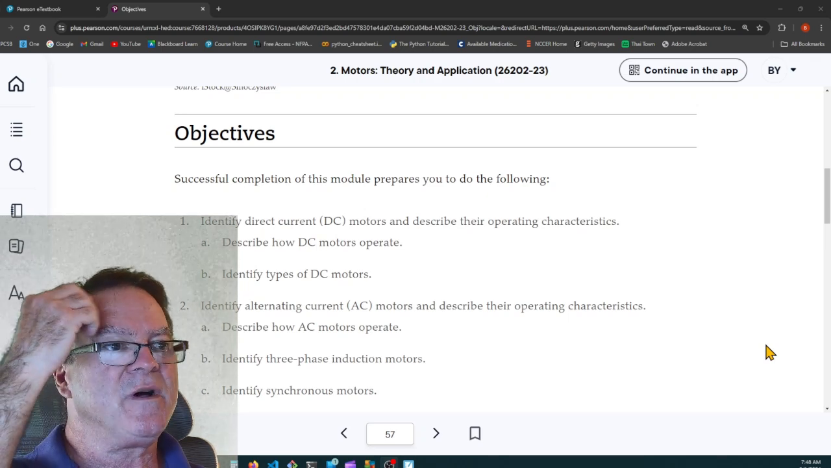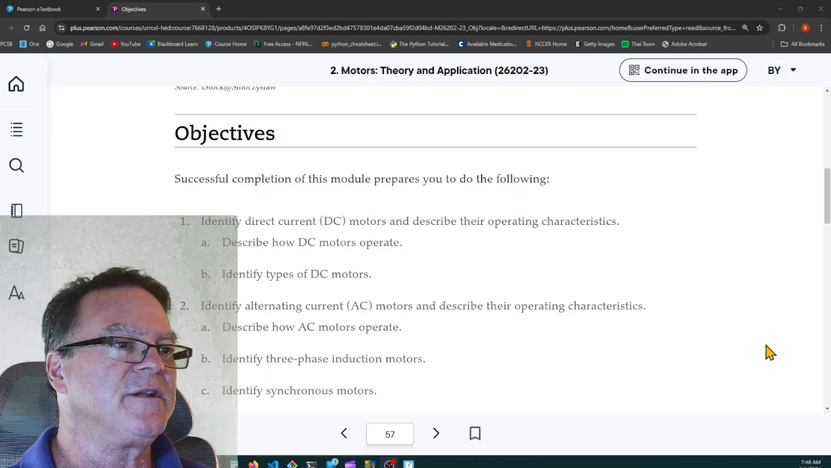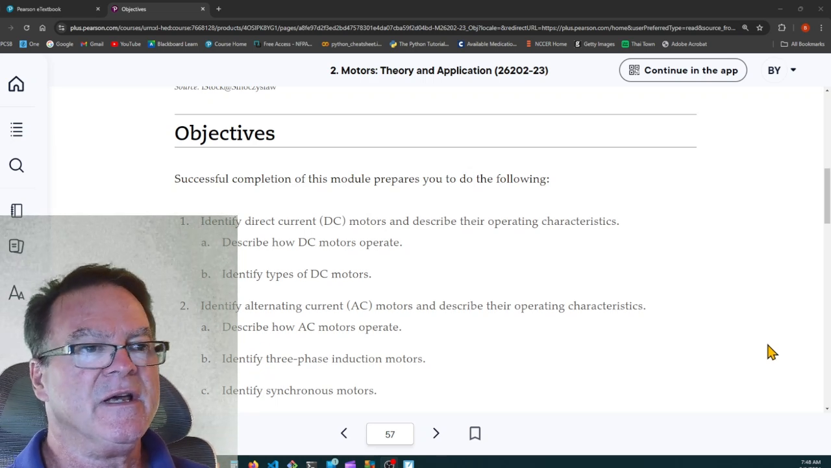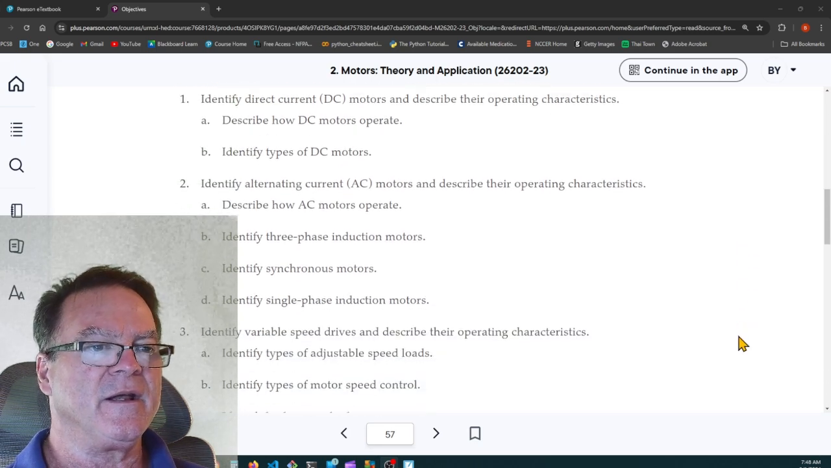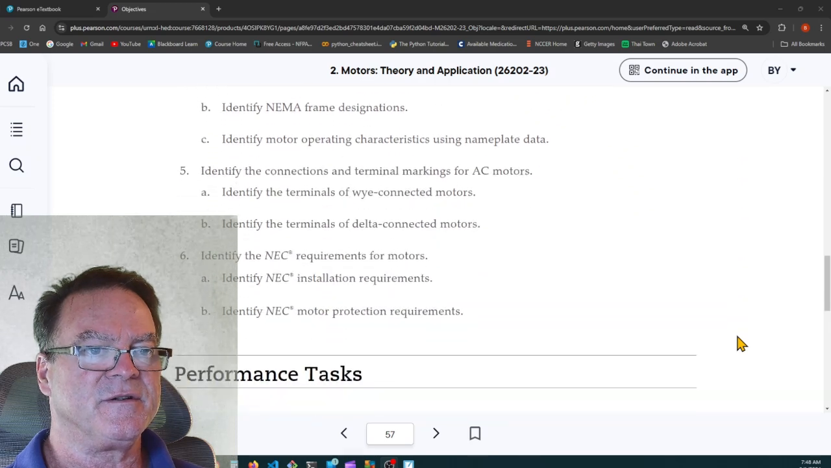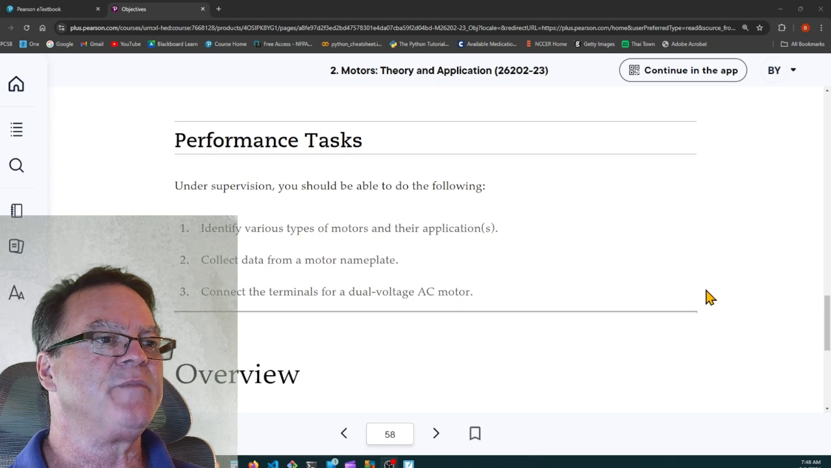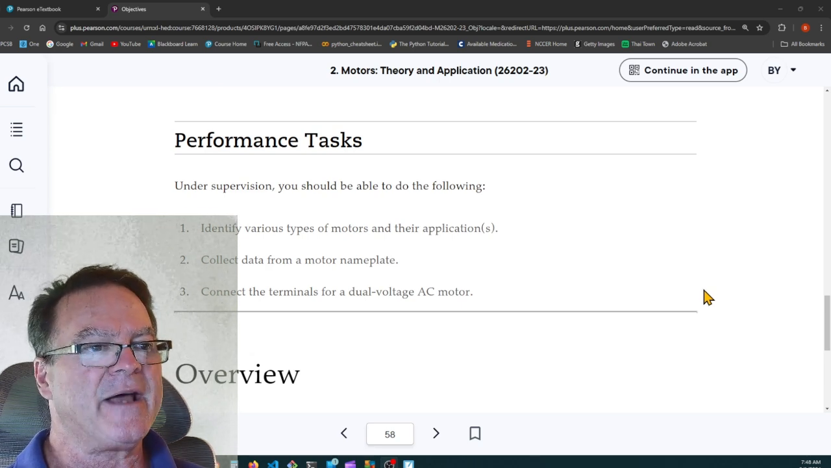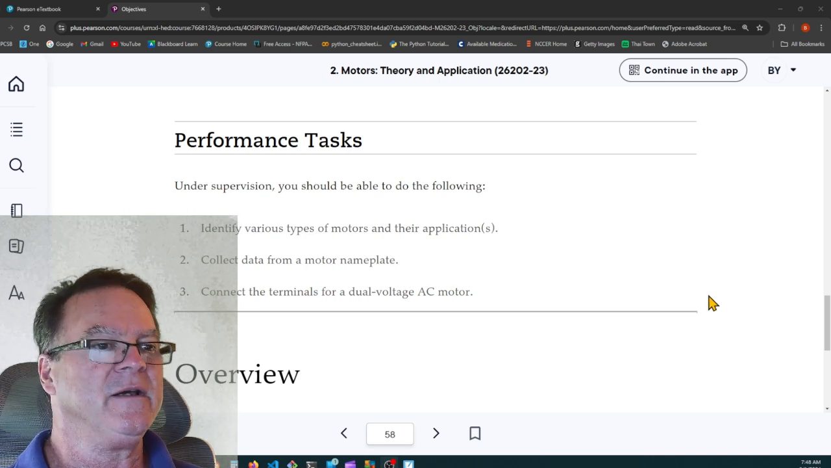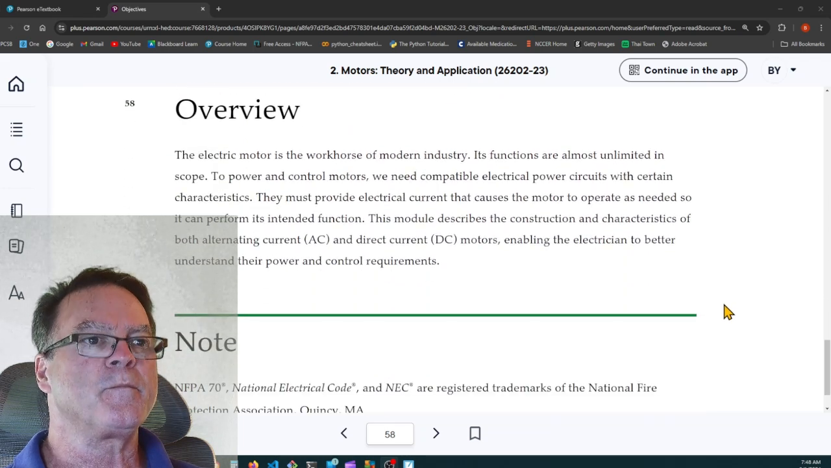Successful completion of this module prepares you to do the following: identify direct current motors and describe their operating characteristics. Describe how DC motors operate and identify types of DC motors. And I'll read the rest when we get to sections 2, 3, 4. Under supervision, you should be able to identify various types of motors and their applications, collect data from a motor nameplate, and connect the terminals of a dual voltage AC motor.